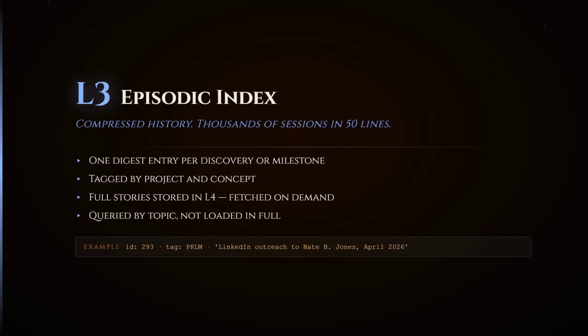So let's say you're dealing with a new recipe for hot cross buns. It will know the project is a cooking project, or the concept might be something to do with buns. Either way, it will find it by one of those 2 tags, or several tags. The full stories are stored in level 4. That's your complete book, and those are fetched on demand.